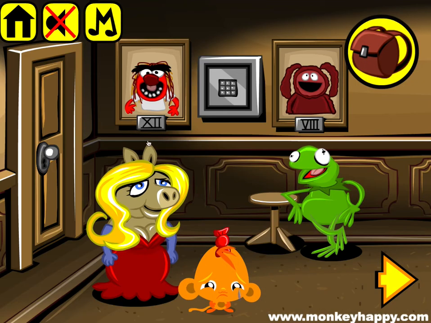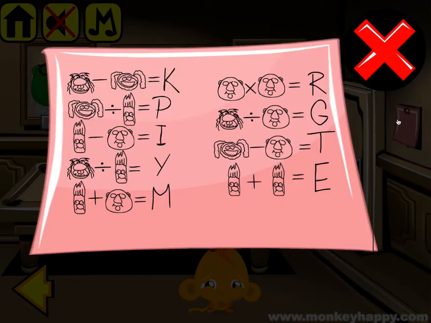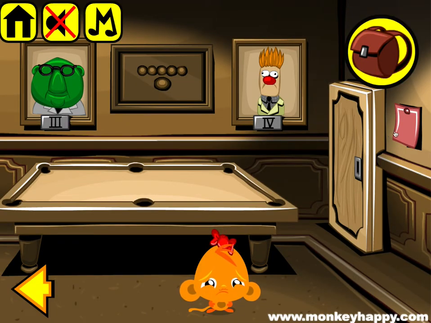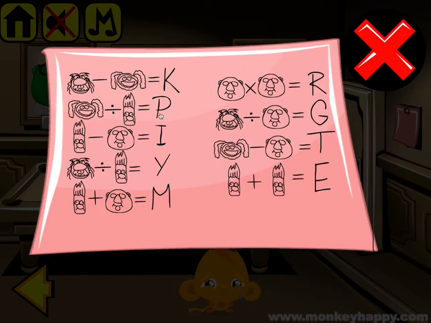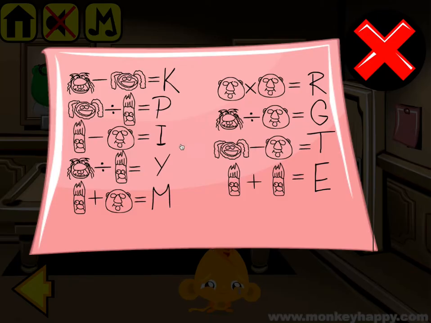And here we can see that this is 12, this is 8, this is 3, and this is 4. So this is 12 minus 8. This is 8 divided by 4, I believe. Is it 4? Yep, 8 divided by 4, which is 2. So that starts off with a 2, and this is how you go.